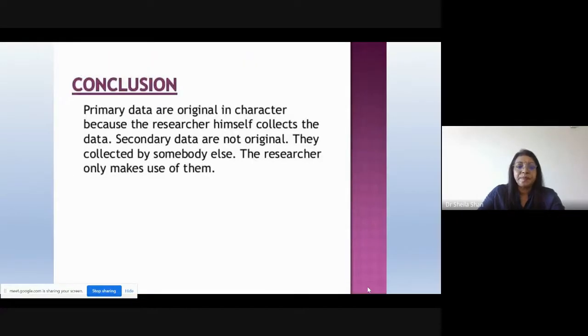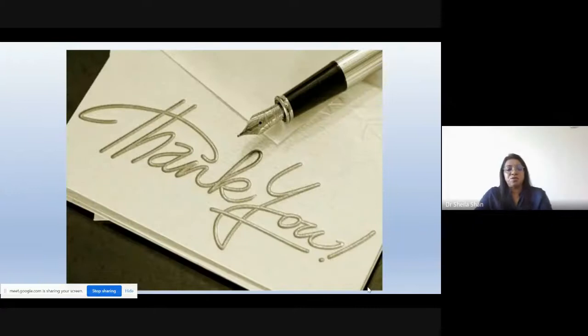All right, so primary data are original in character because the researcher himself collects the data. Secondary data are not original, they are collected by somebody else and the researcher only makes use of them. Okay, so that's all for today's lecture.